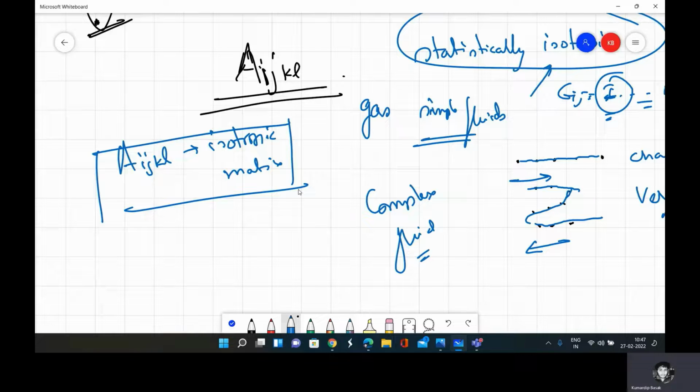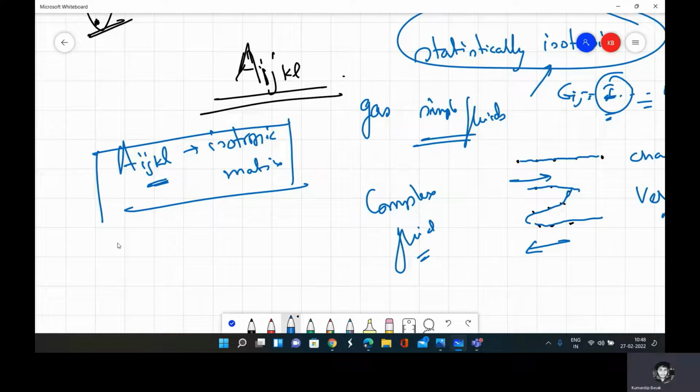So that is the concept here: from that perspective, the fluid is statistically isotropic. We can write this quantity Aijkl as an isotropic matrix, and it is also a fourth order tensor. We can consider it a fourth order isotropic matrix, or a fourth order tensor. Now Aijkl has four indices, so it is a fourth order tensor.